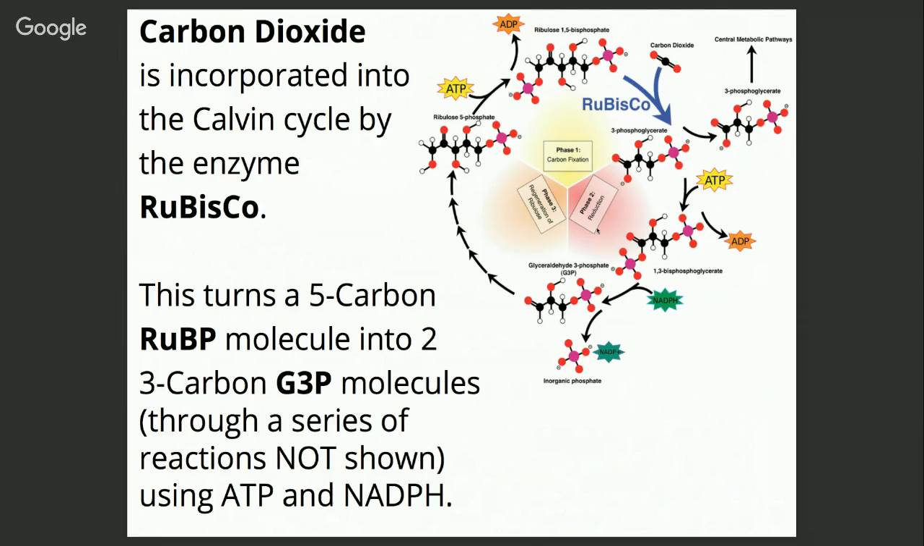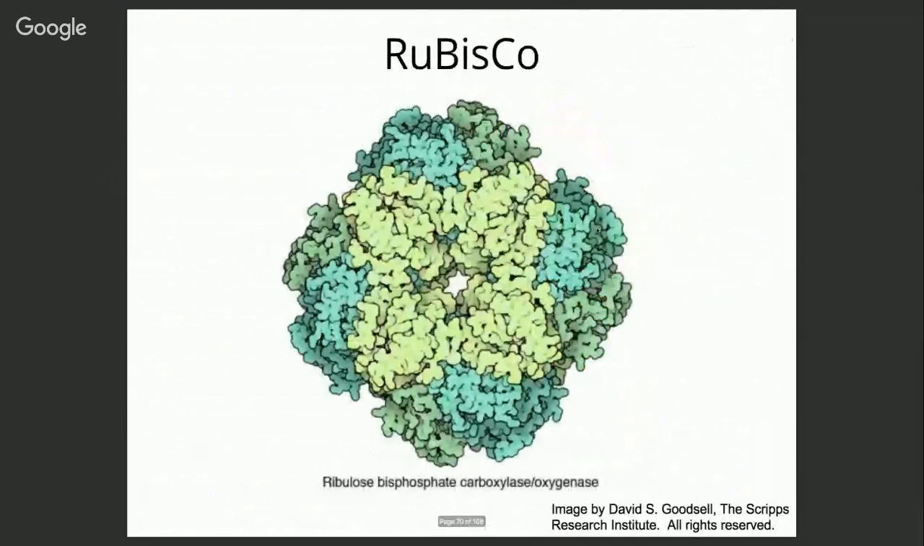But the bottom line here is that for every 3 times we do this, for every 3 molecules of carbon dioxide that we bring in, we're going to net 1 molecule of G3P that we can take out of the process. And this is really the end product of photosynthesis. I know we always talk about glucose as being the end product, but really it's this G3P molecule.